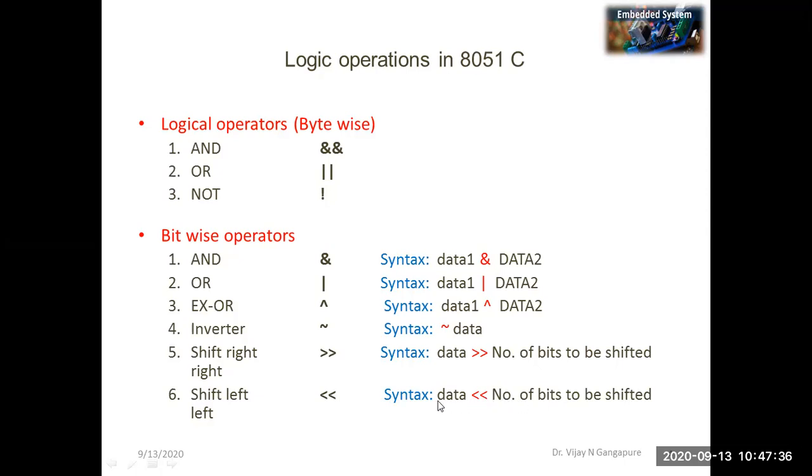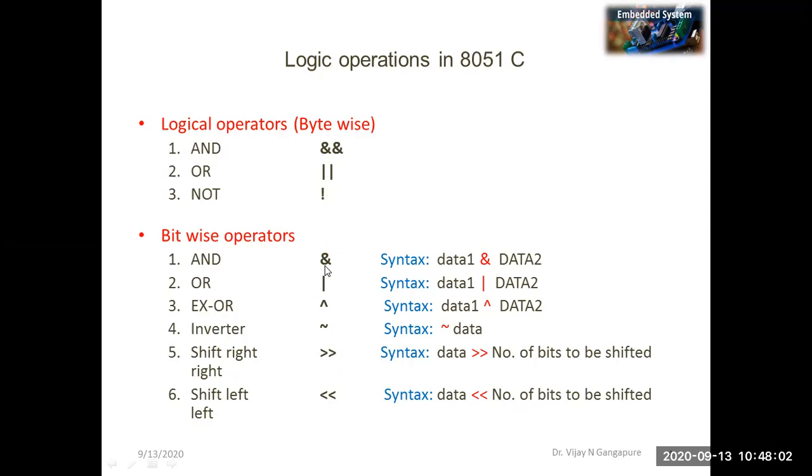For example, if I write data, shift left operator, and 5, what will happen? The data bits in this data will get shifted 5 times towards left. Okay, that is the meaning. So these are bitwise operators. Total 6 bitwise operators are there, and these are the actual operators that we will use while programming.